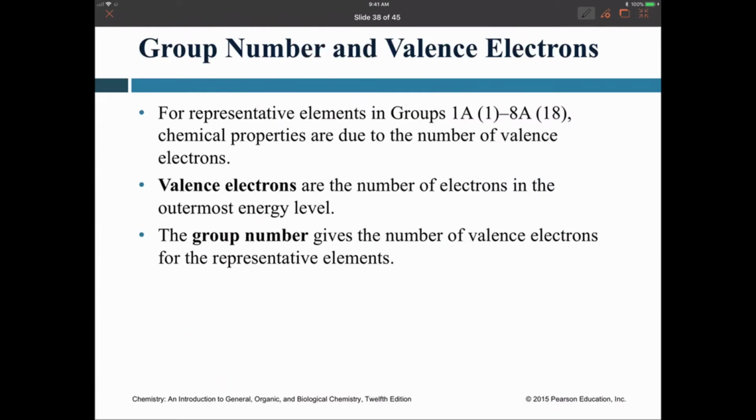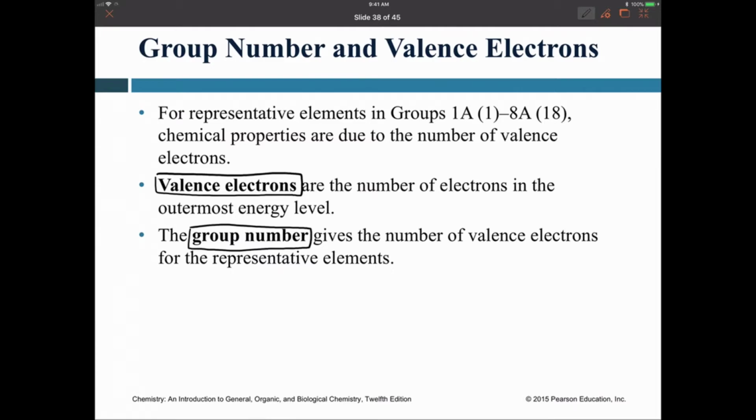Trends in the periodic table. You better write that down right now. Valence electrons. We have to make sure we can do this. That's a fundamental concept in chemistry. All chemistry is explained with valence electrons. And group numbers are on the same slides.